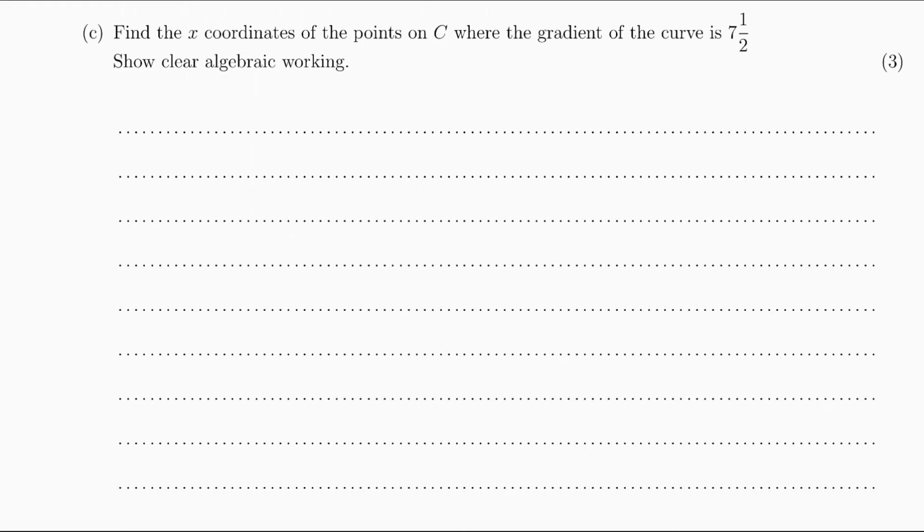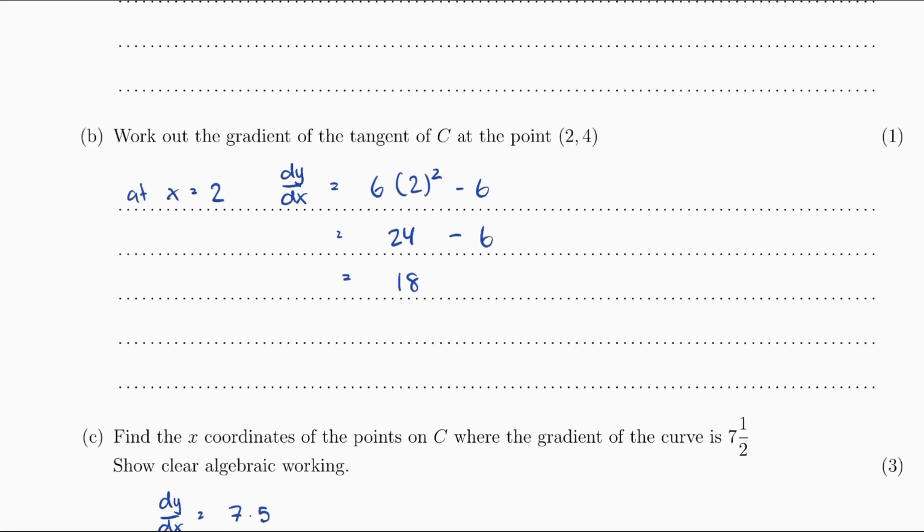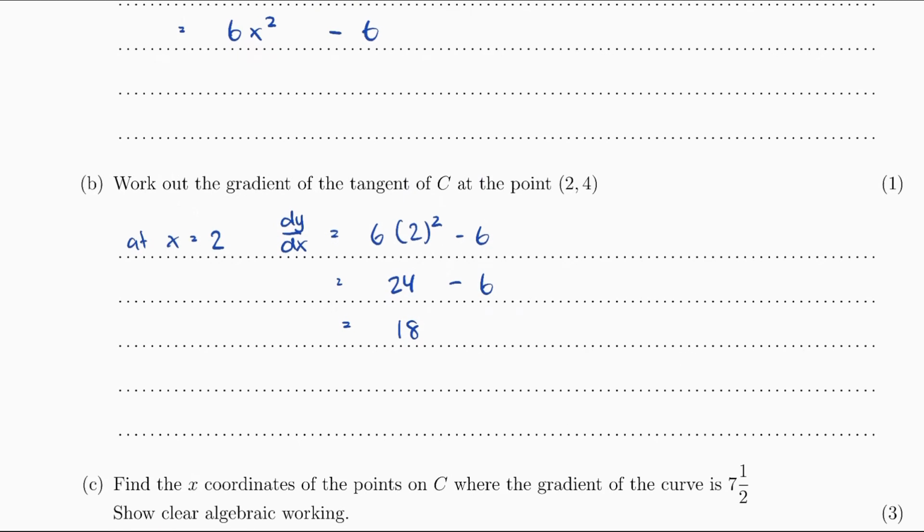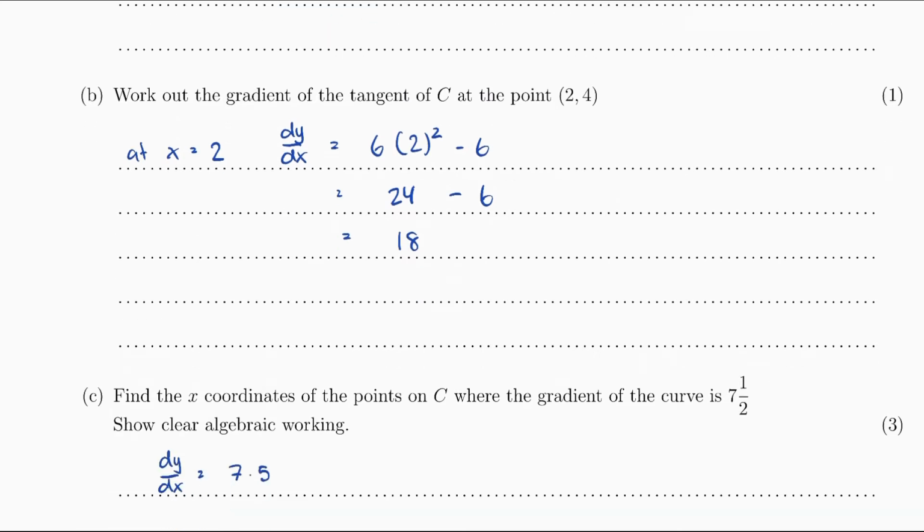Part C requires us to work out the x-coordinate of the points on the curve where the gradient is equal to 7.5. So this is equivalent to finding the value of x such that dy/dx is equal to 7.5. So dy/dx from part A is equal to 6x squared minus 6. Therefore we have to solve 6x squared minus 6 equals 7.5.